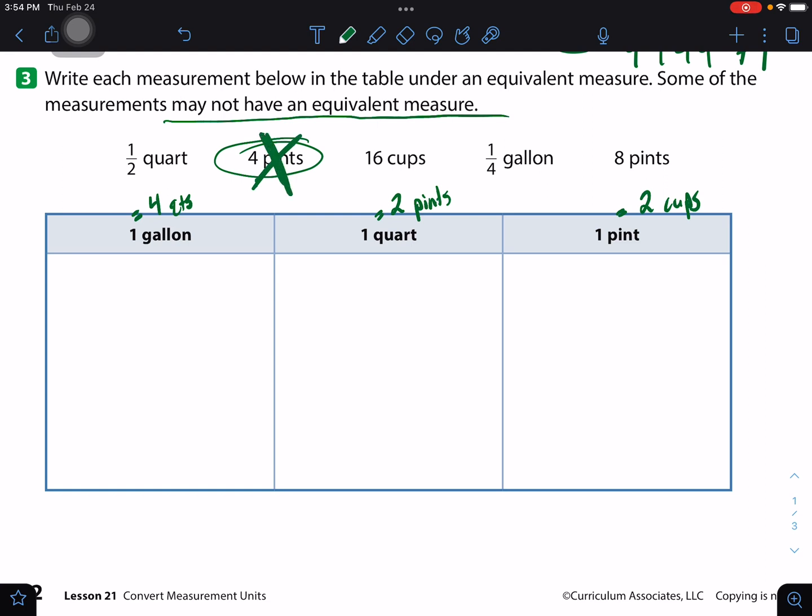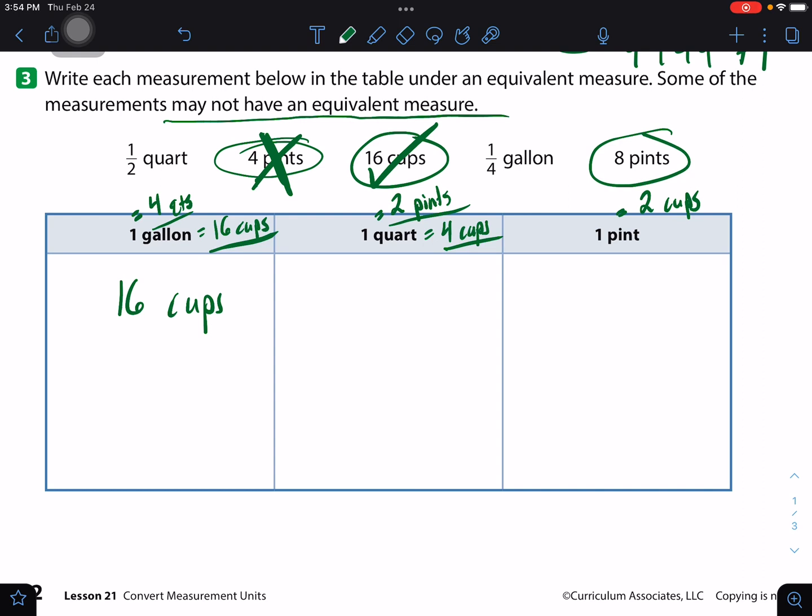It's not used. Let's look at 16 cups. Well, I know that 2 cups are in a pint. And that there are 2 pints in a quart. Ooh, so that means that there are 4 cups in 1 quart. And since there's 4 quarts in a gallon, 4 times 4, ooh, 16 cups are in 1 gallon. So that one, check. Let's look at the last one here, 8 pints.